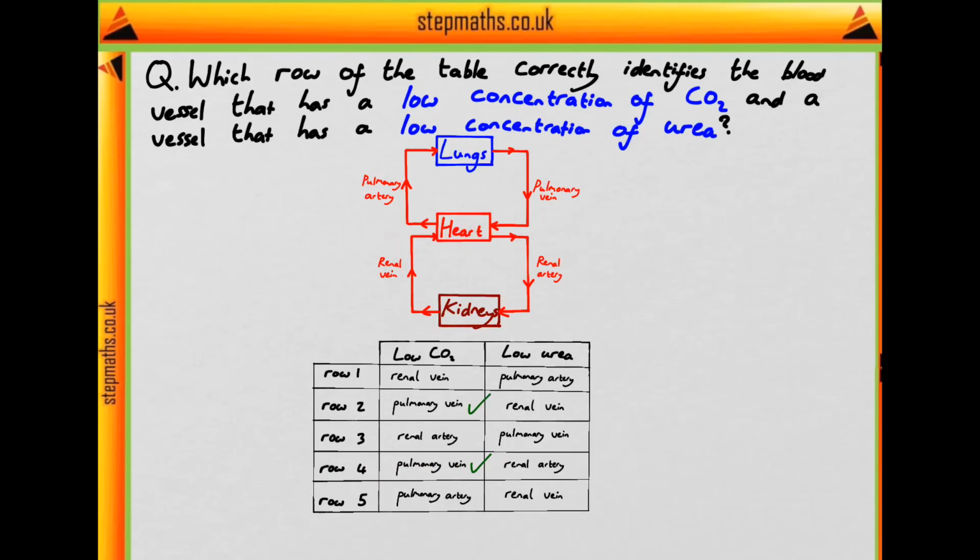Next, which vessel has a low urea concentration? The renal vein. As we said, that is the blood vessel carrying blood from the kidneys back to the heart, and so this blood has passed through the kidneys and had the urea filtered out of it, and therefore has a low urea concentration. And so we can see that row 2 is correct, which corresponds to answer B.